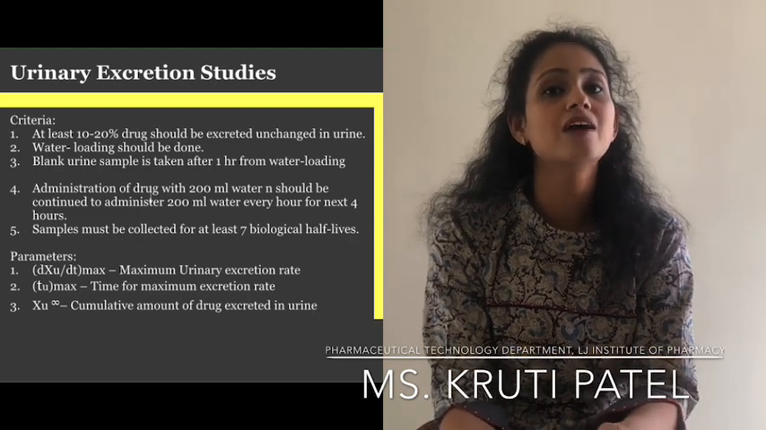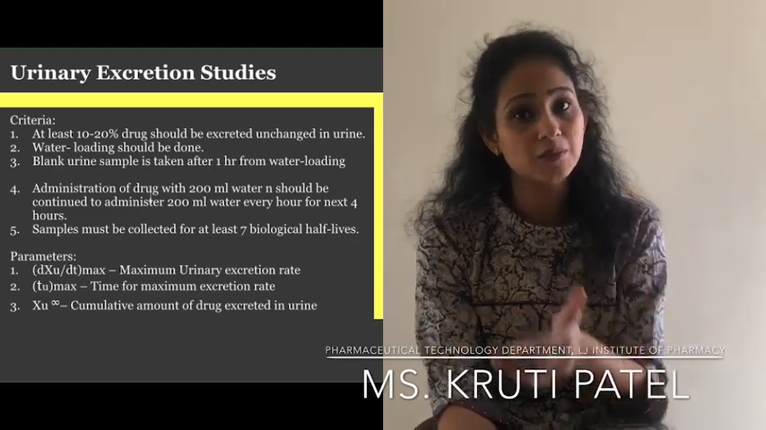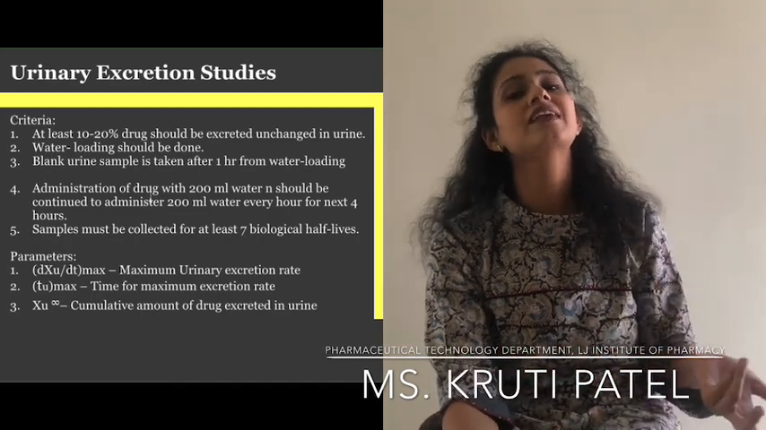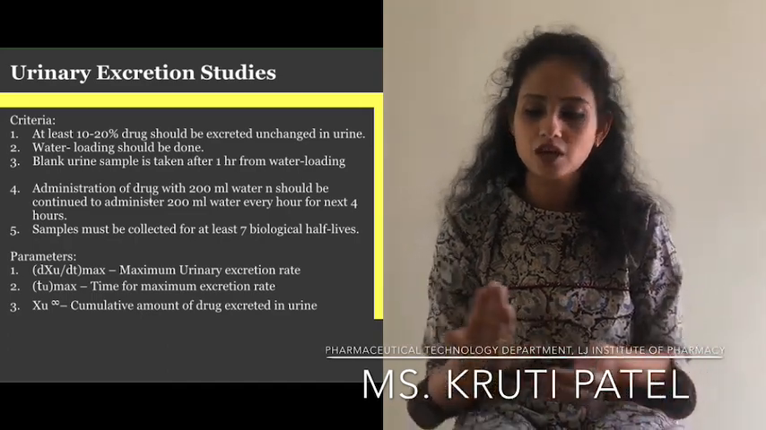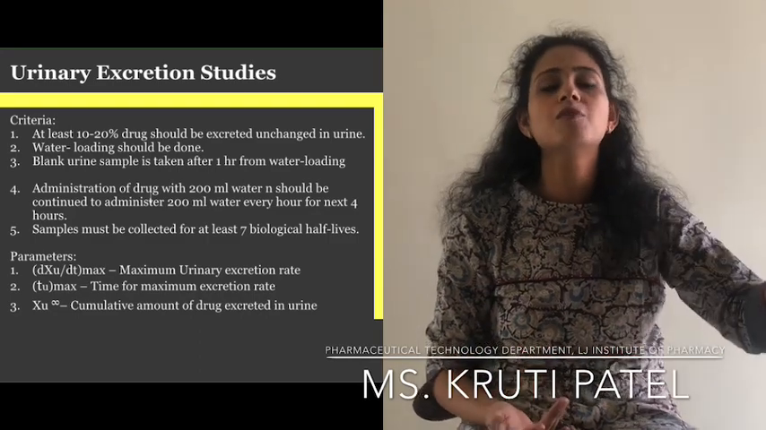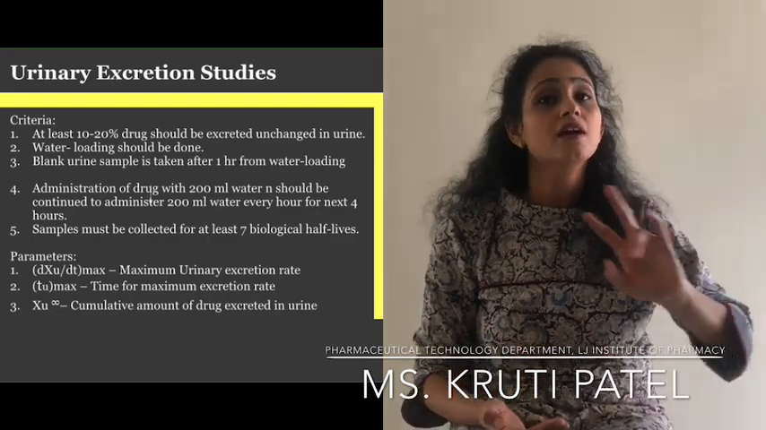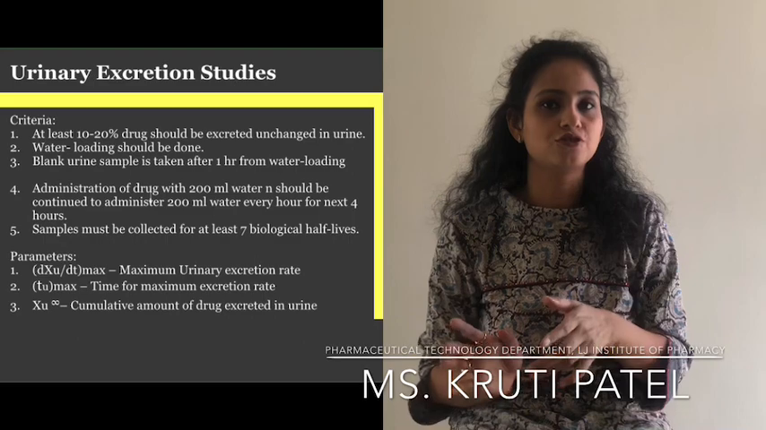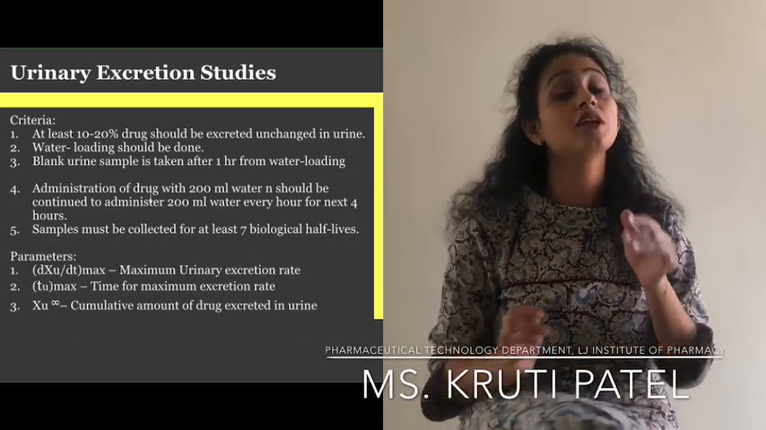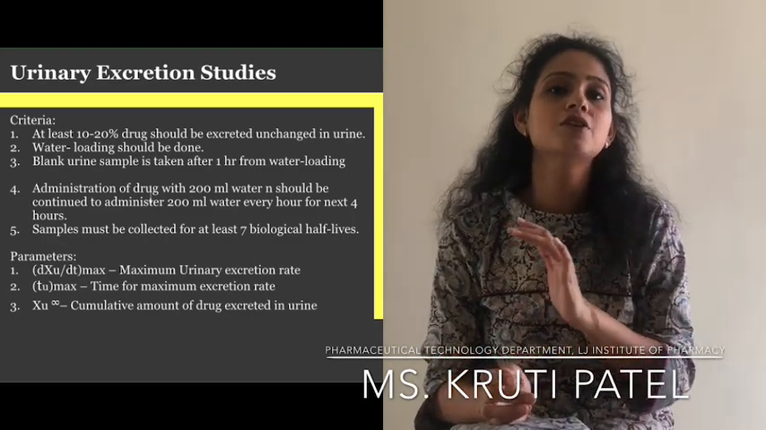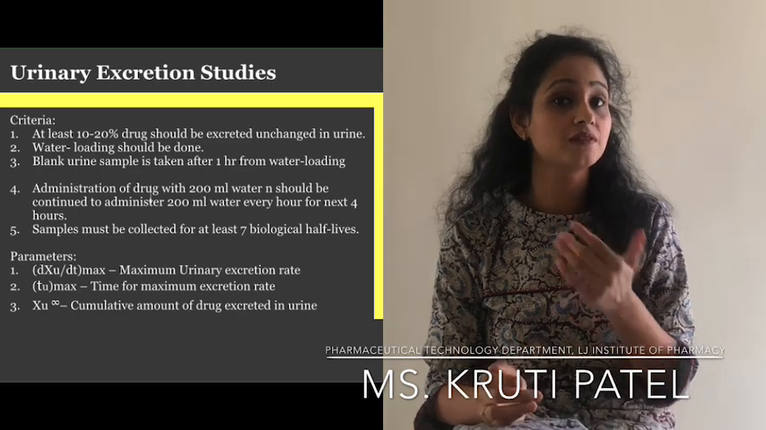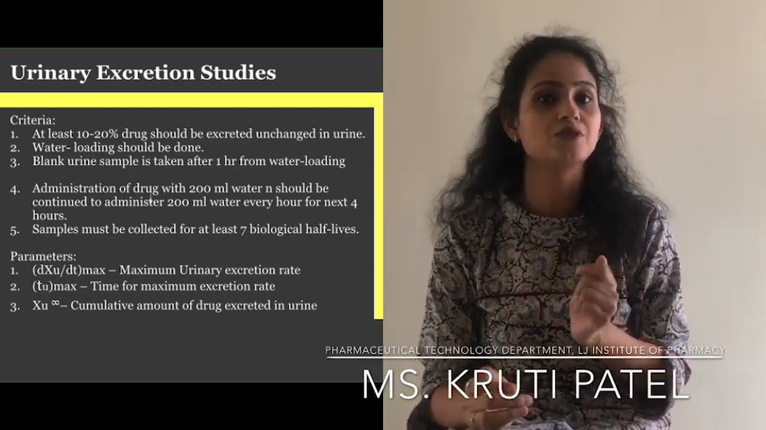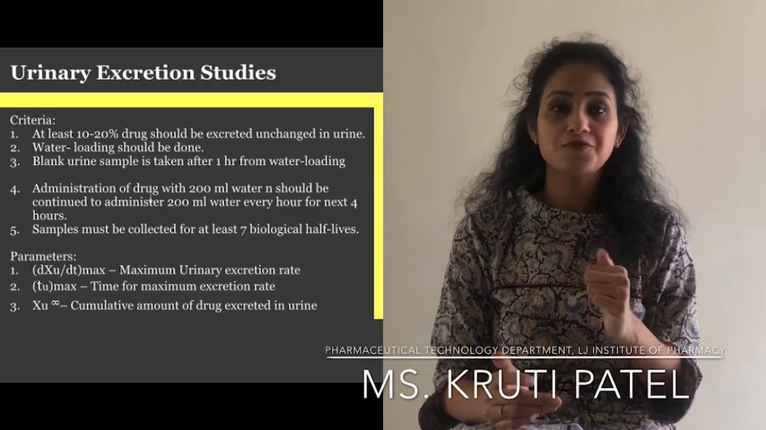At least we should know how much amount of drug is eliminating, and then reversely we can calculate the bioavailability. If this much amount of drug is eliminating, then this much amount of drug must have been available in the body. This is the reverse method actually. So your 10 to 20% of the drug should be eliminating in urine, and only then can you perform this method. So that was the first criteria.